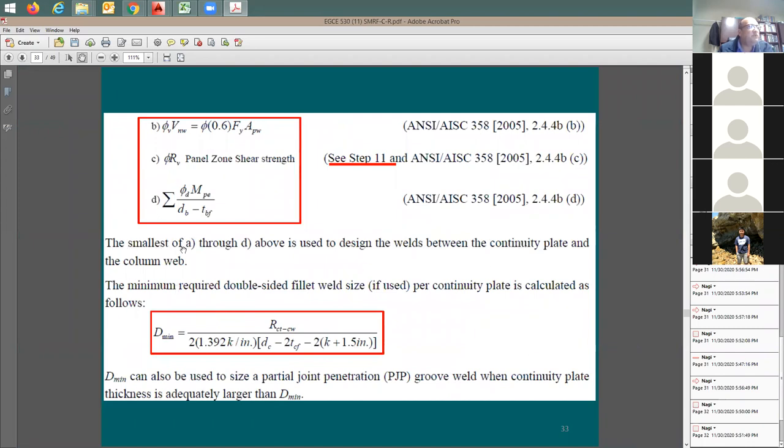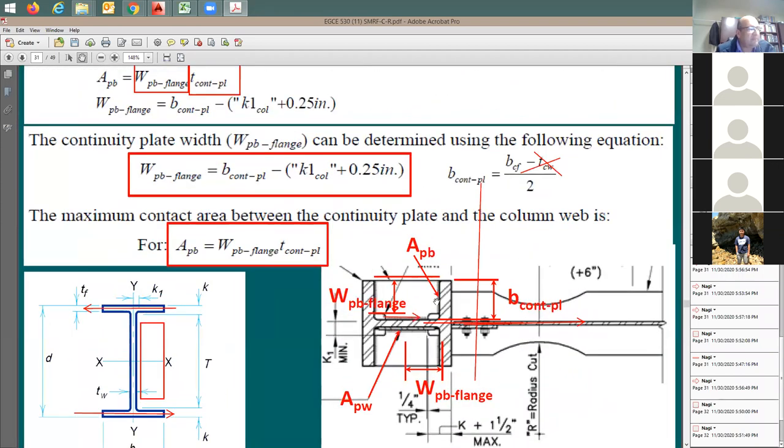And then it says the smallest of A through D is going to be used to design the weld. What weld? Well, you need to weld this plate here, right? You're going to be welding the plate through tension. It's going to be exposed to tension, which is the same equation for shear. And also you're going to be using it to resist the shear transfer from the plate to the column web.